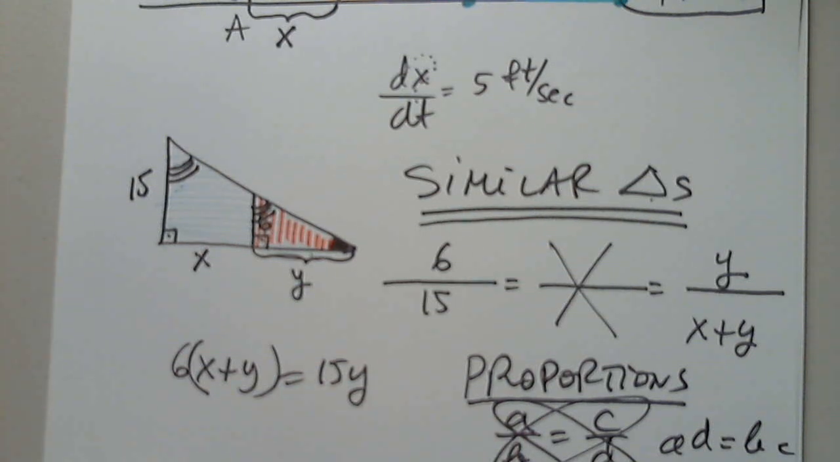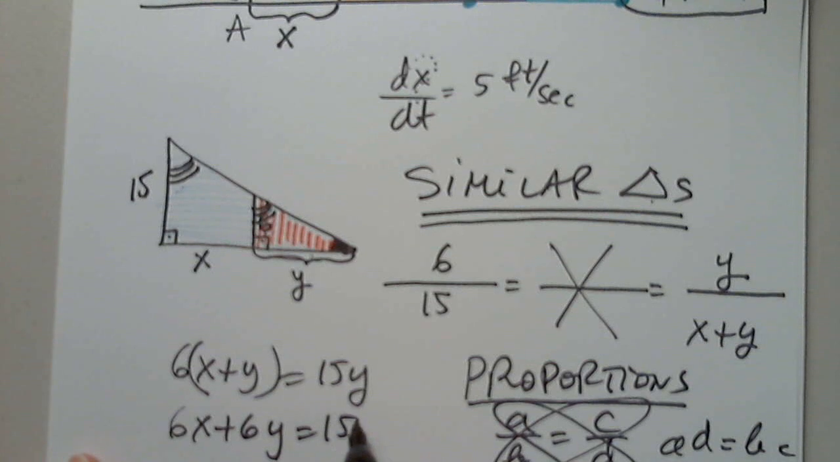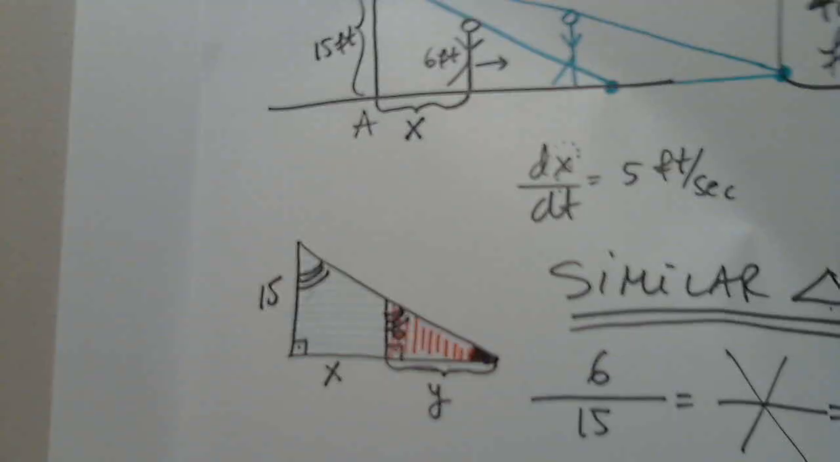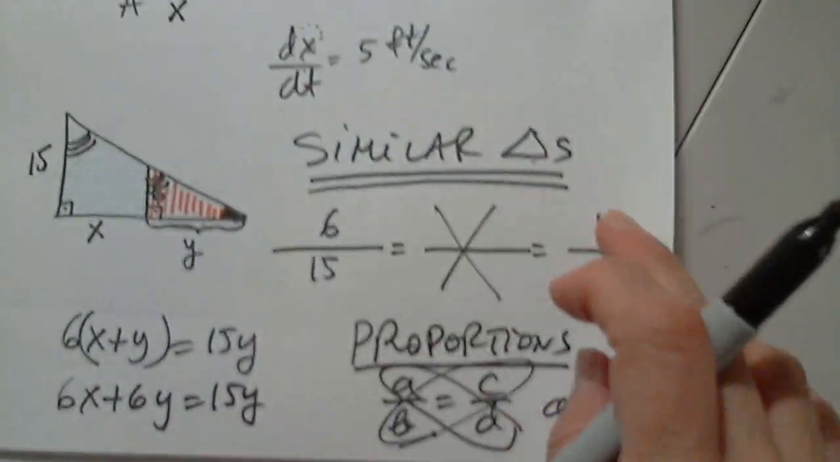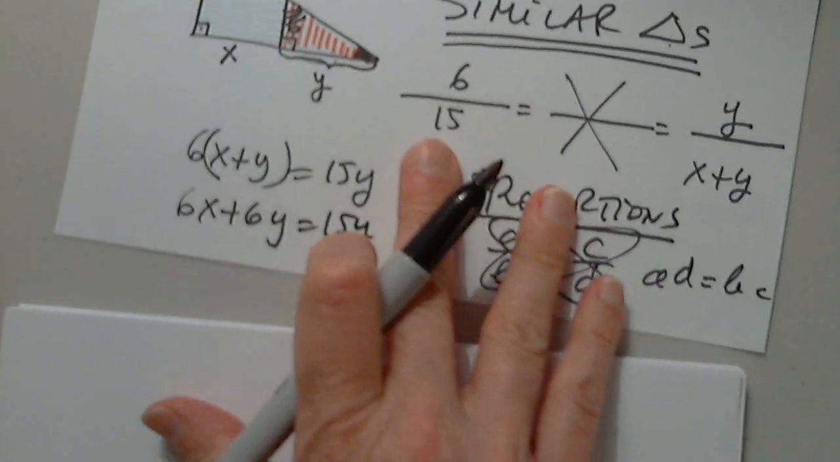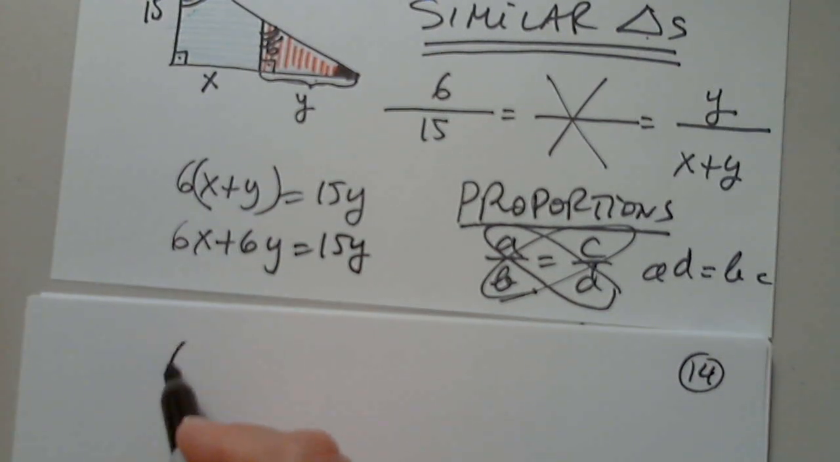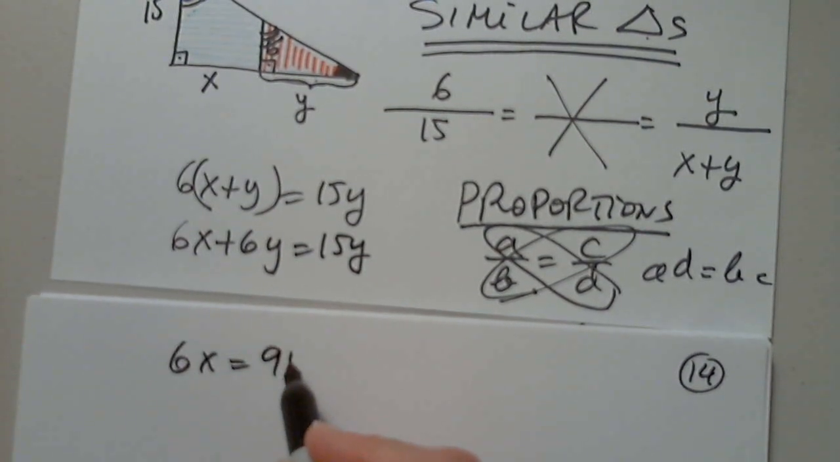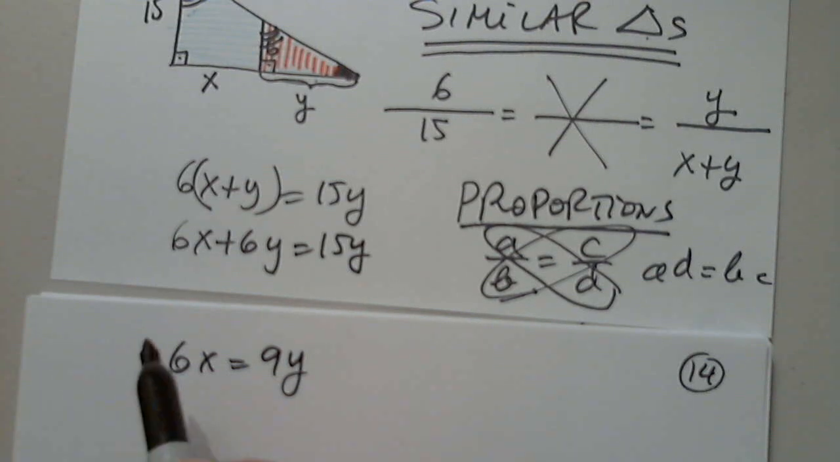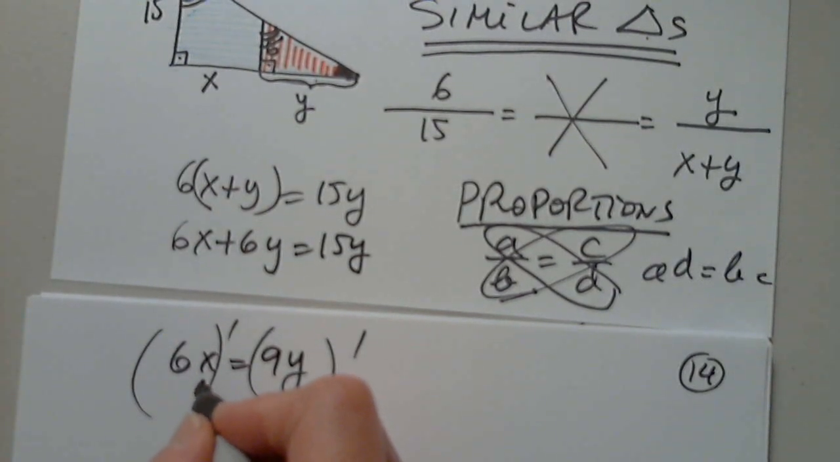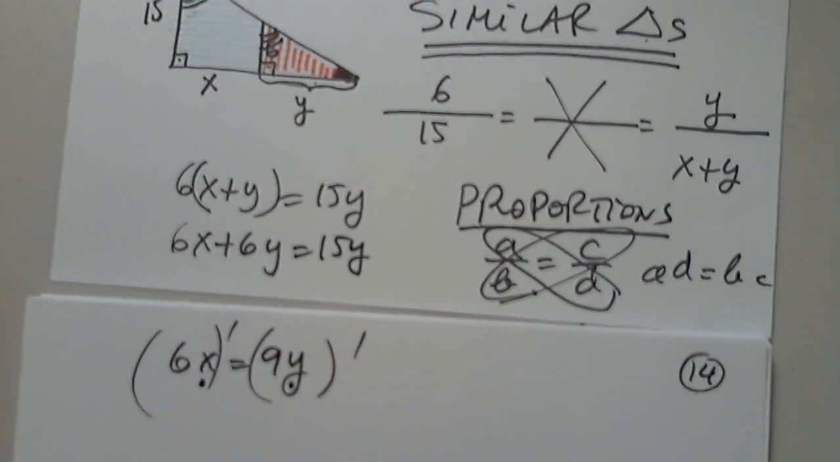Yes, I will distribute. I have 6x plus 6y equals 15y. I will, of course, move y to the other side. And I'll continue on page 14. So I have 6x equals 9y. And now I will differentiate both sides. Remember, this is a function of time, and this is a function of time.